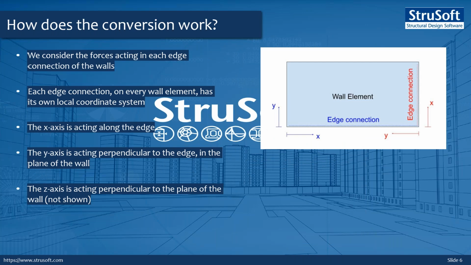So the conversion is done by considering the edge connections, and Ciprian spoke a bit of the edge connections on walls and plates. Each edge connection has its own local coordinate system, like shown. The x-axis is along the edge, while the y direction is perpendicular to the edge.